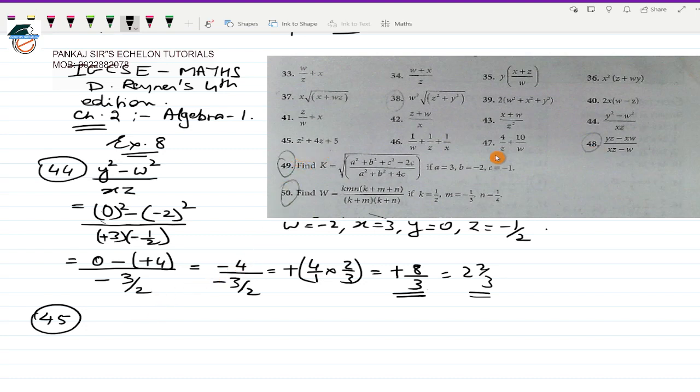45 says x square plus 4z plus 5. Okay, is it x square? No, it's z square. Okay, let me do the correction.